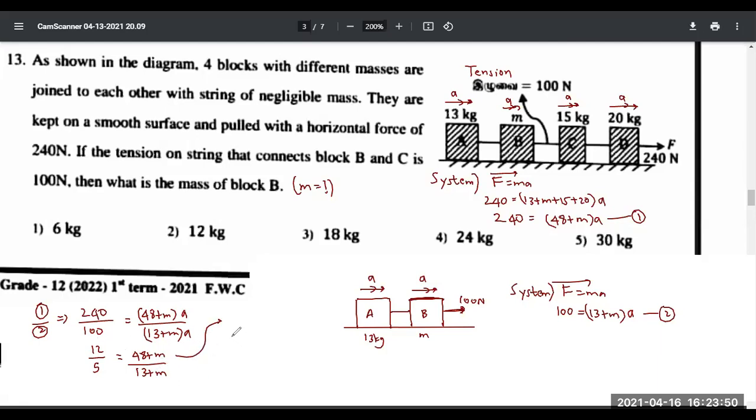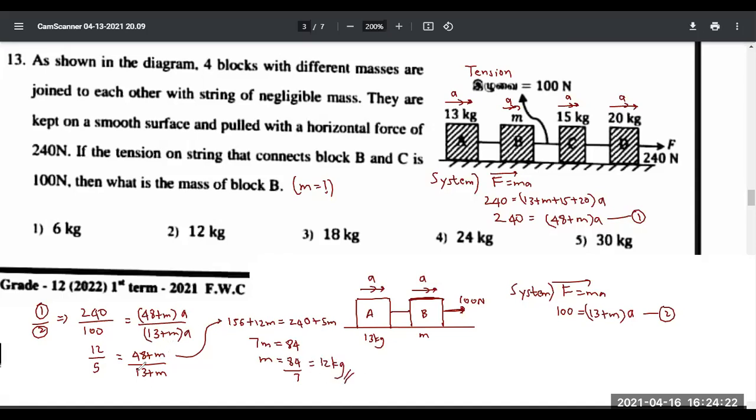12 times 13, that is 156, plus 12m, equals 5 into 48, 240, plus 5m. And then 7m equals 240 minus 156, which is 84, isn't it? Yeah, 84. So m is equal to 84 by 7, that is 12 kilogram.